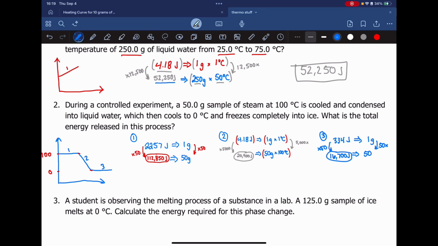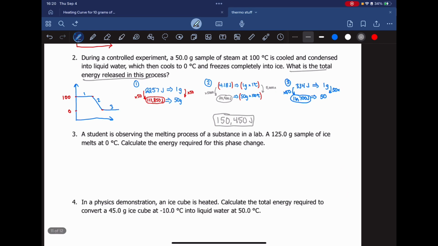So to do step 1, it takes 112,850 joules. To do step 2, it takes 20,900 joules. And to do step 3, it takes 16,700 joules. We are being asked what is the total energy released in this process, so we should add all of those numbers together. I got 150,450. And of course, that's joules.